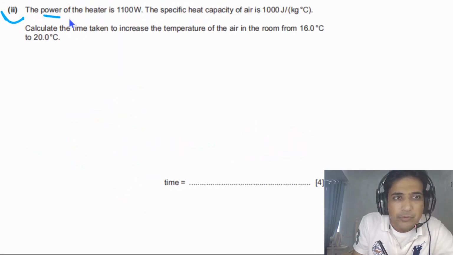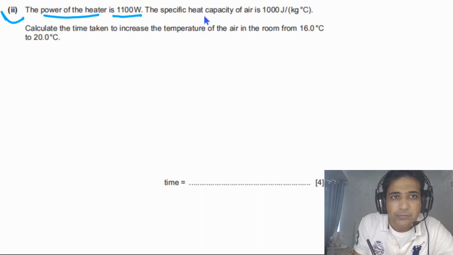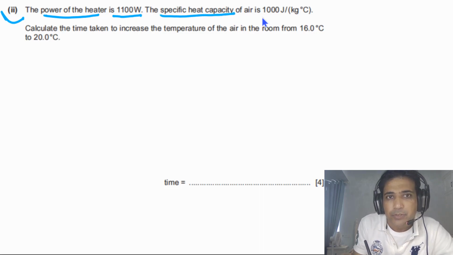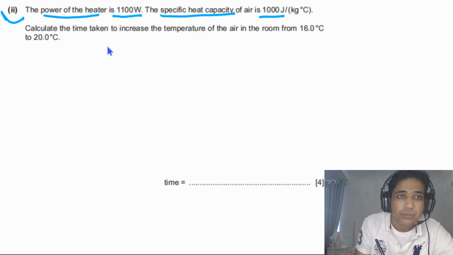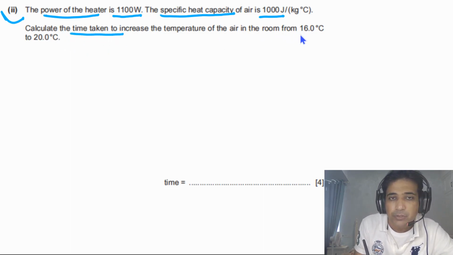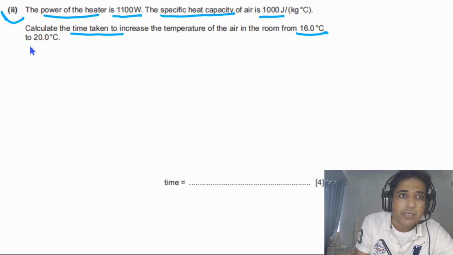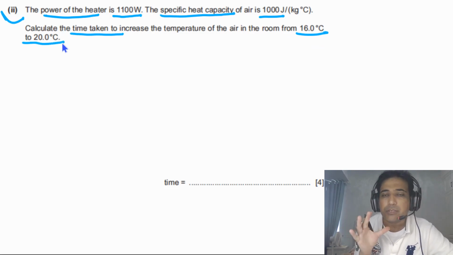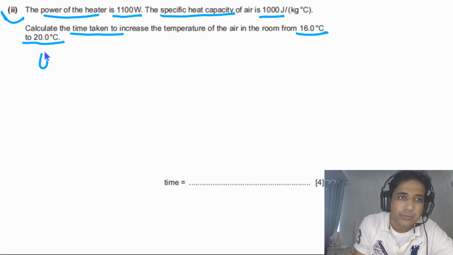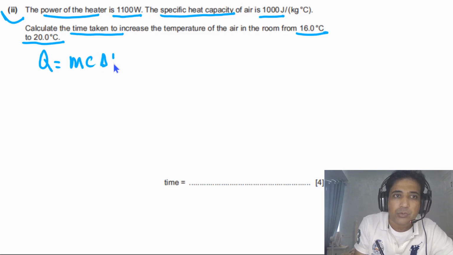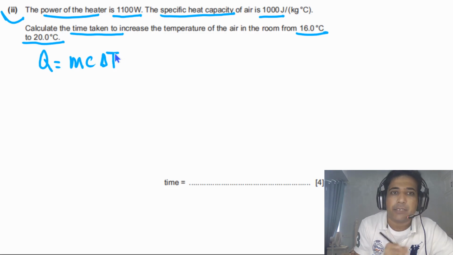Second part says the power of the heater is 1100 watts. The specific heat capacity of air is 1000 joules per kg per degree Celsius. We need to calculate the time taken to increase the temperature of the air in the room from 16 degrees Celsius to 20 degrees Celsius. This is a typical type of question, so we can simply start with Q. Q is equal to mc delta T. Q is the thermal energy supplied.